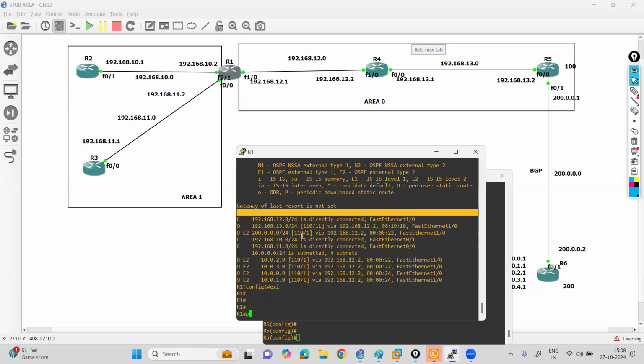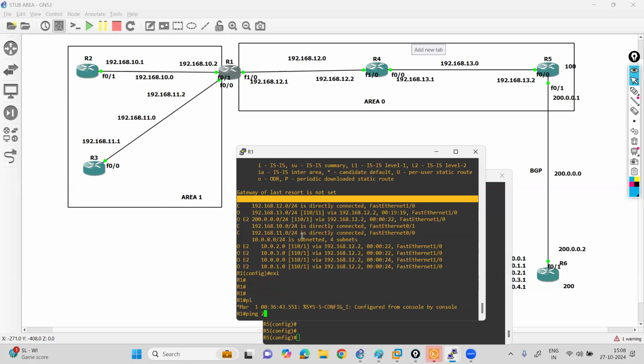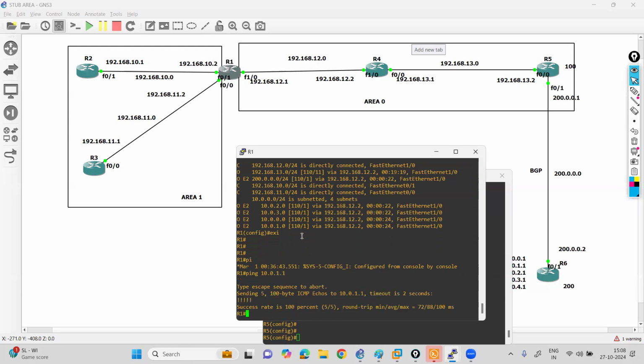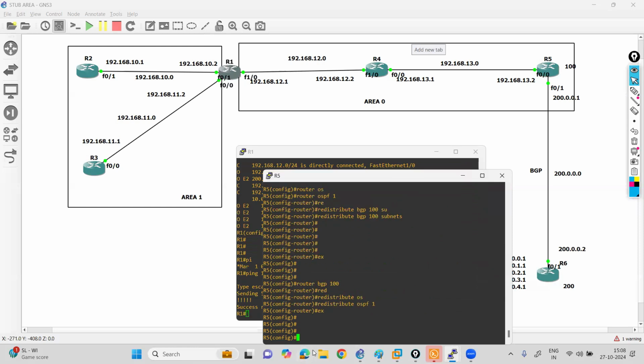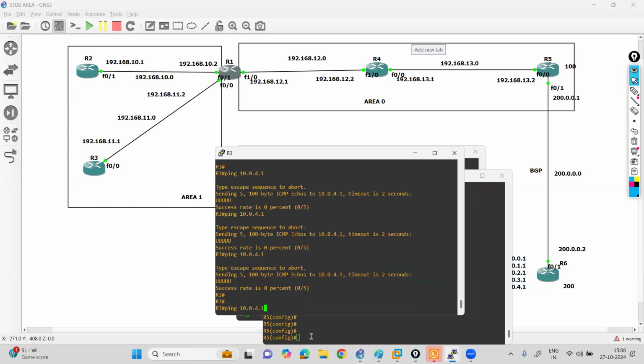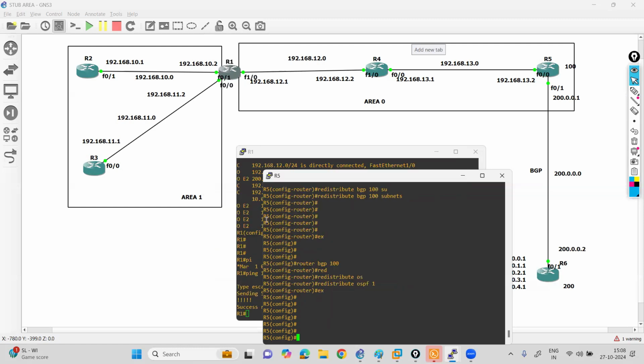Ping 10.0.1.1. So they are pinging, right or not? They are pinging, but it will block the external routes. Let's see, will this forward any data or not? No, it will not forward any data to that side. It will not forward any data to the external route. External routes will be completely blocked over here.